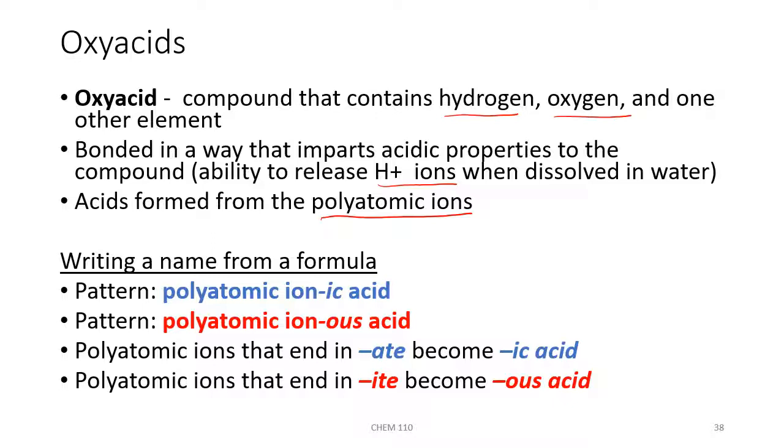So one pattern might be, we name the polyatomic ion, but we change the suffix to ic acid. Another pattern is we name the polyatomic ion, and we change the suffix to us acid. If you have a polyatomic ion that has the ending ate, that becomes the ending ic. If you have a polyatomic ion whose name ends in ite, the name changes to us. So ate becomes ic and ite becomes us when naming oxyacids.